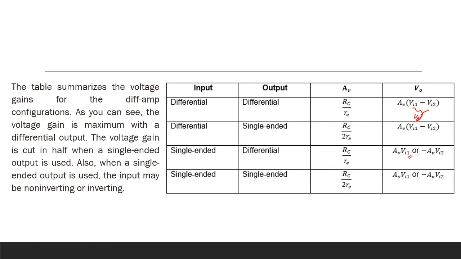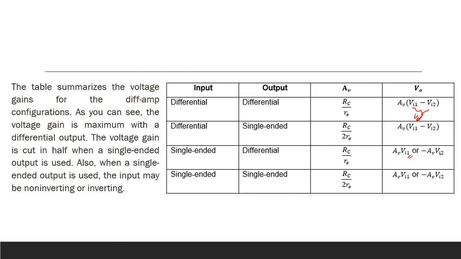However, if nilagay mo siya sa other side, in your non-inverting input, that is in I2 or V in 2, ang tendency naman is magkaroon siya ng phase shift. Kaya negative AV, V in 2 yung V out natin kung sa V in 2 mo siya nilagay.